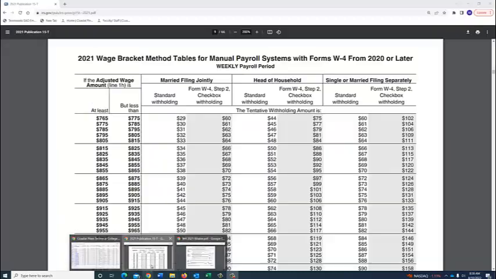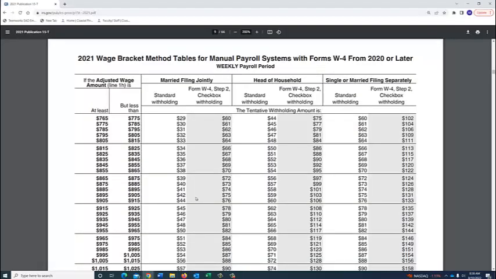So let's go over quickly and take a look at the wage brackets used for the current W-4 forms. Notice that we still have the pay ranges over on the left. We have the marital status up above, but we have 2 columns under each marital status. Since Maria indicated on the W-4 that she had multiple incomes in her household, we're going to make sure and use the step 2 checkbox withholding column for her.